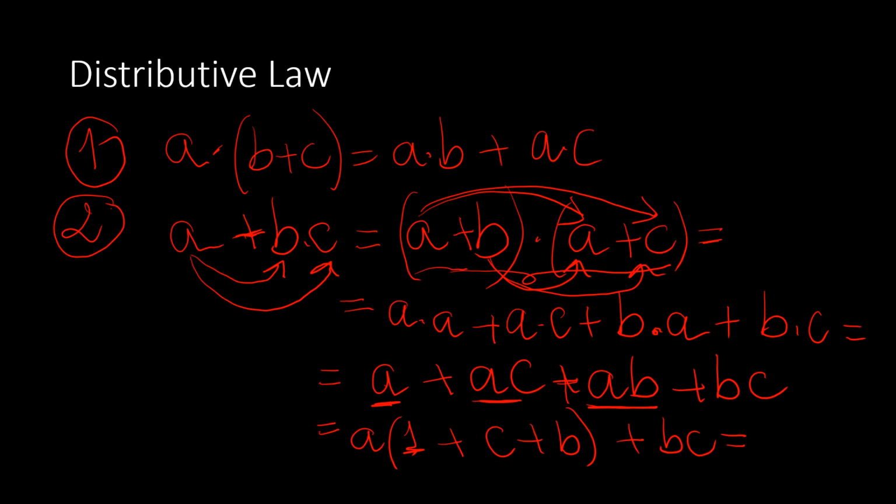This is equal to what? All this expression is equal to 1, because as you know, 1 ORed with anything is giving 1. So I will have A ANDed with 1. A ANDed with 1 is equal to A, or BC. So we get this, that is the second part of our law, which states that A or BC is equal to A or B ANDed with A or C. Okay, it's not very complicated, but you need to practice in order to master this law.